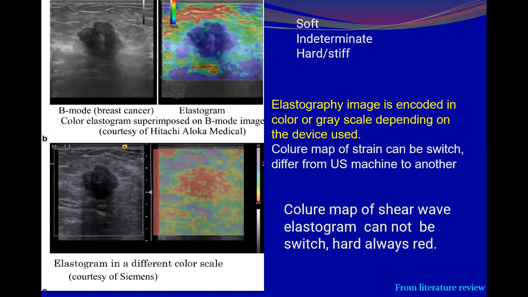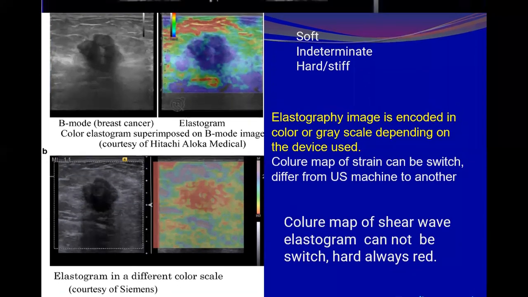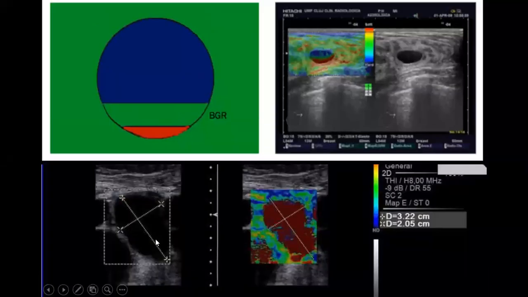In shear wave, hard is always red. And this lesion is a cyst and appears completely red. And here, hard is blue and red is soft. So definitely this is not shear wave. Is it clear?